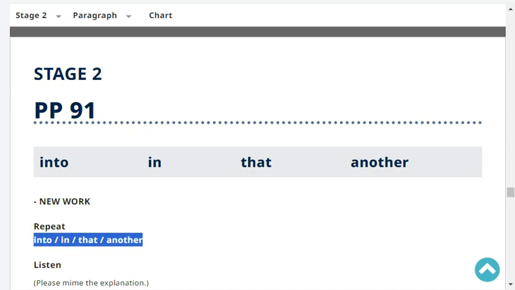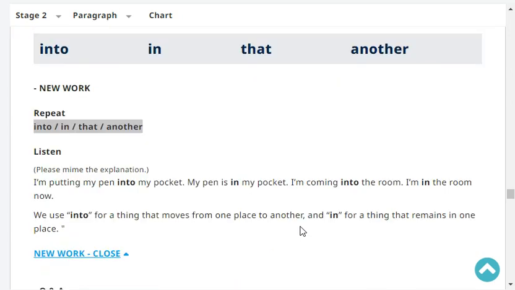Okay, next, repeat: into, in, that, another. Very good. Okay, listen. I'm putting my pen into my pocket. My pen is in my pocket. Another example: I'm coming into the room. I'm in the room now. So we use the word into for a thing that moves from one place to another, and in for a thing that remains in one place.